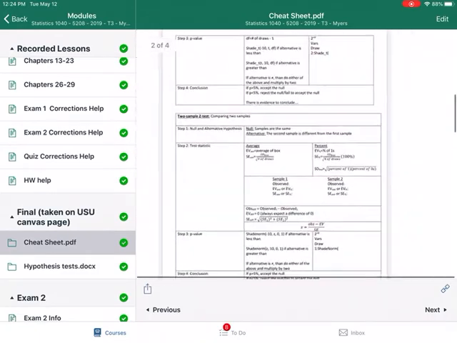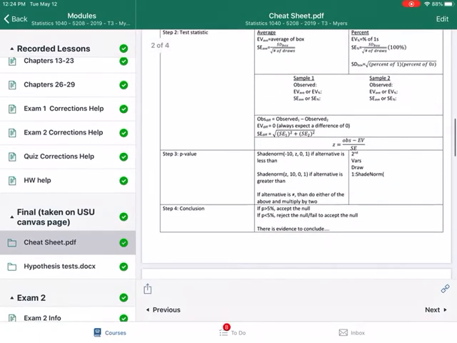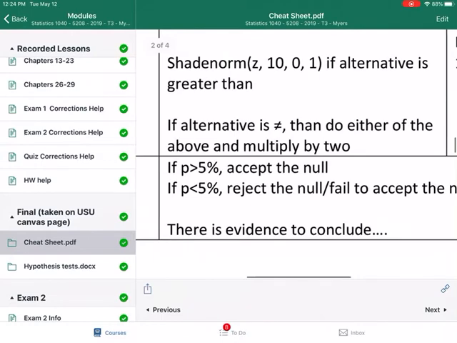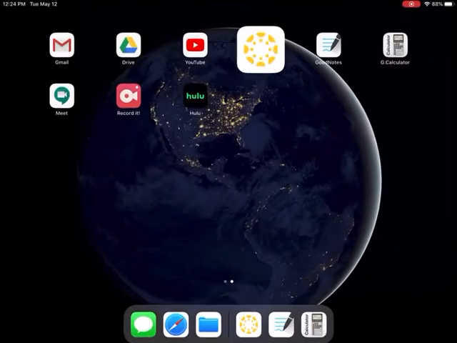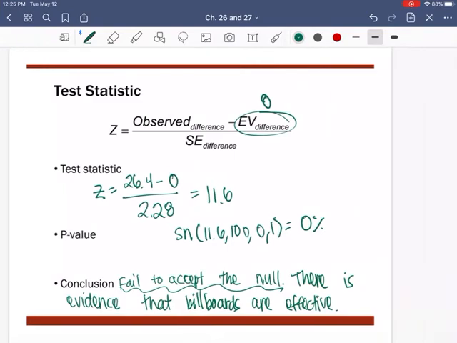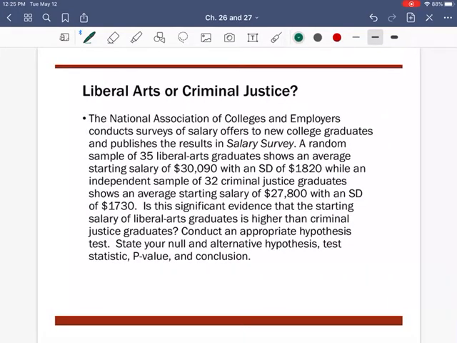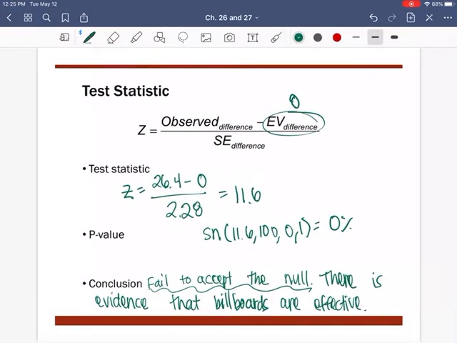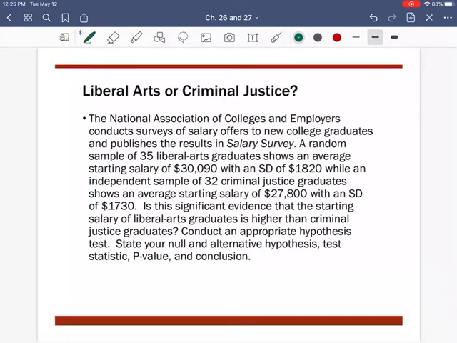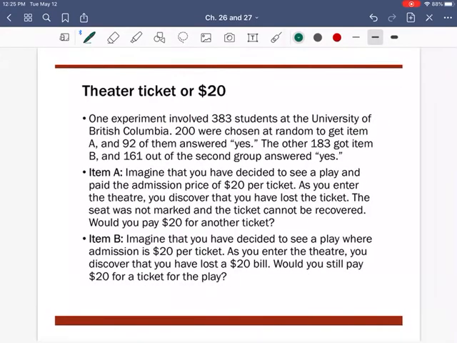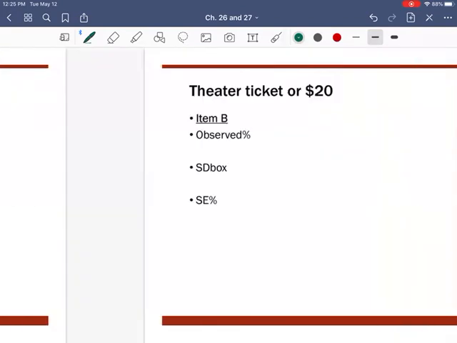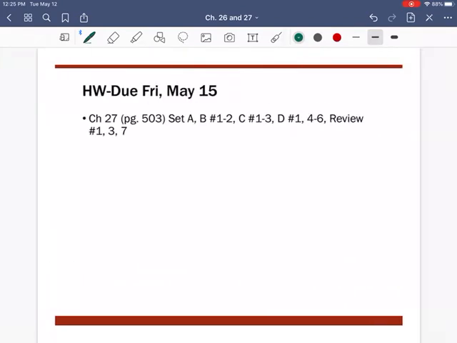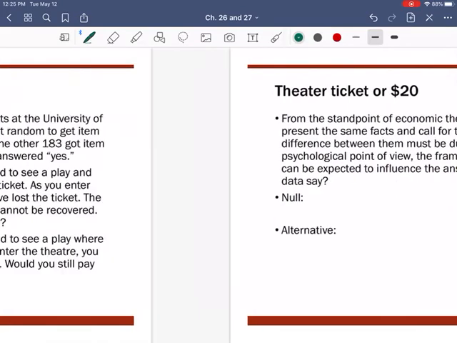Okay, a lot of people struggle with knowing which one they're supposed to do. Do we accept or do we fail to accept? If you get stuck, look back at the cheat sheet here. It tells us right here, if it's greater than 5%, accept the null. If it's less than 5%, fail to accept the null. Okay, so this was a percent problem.